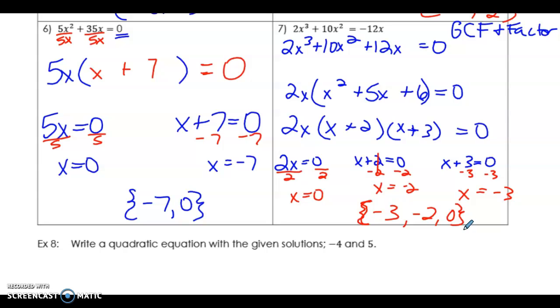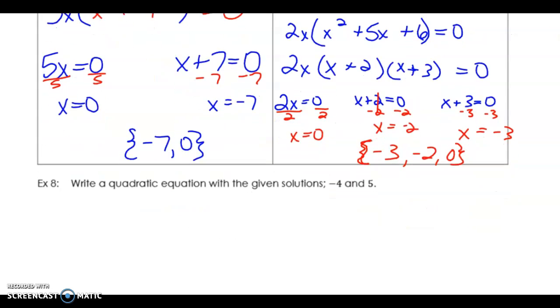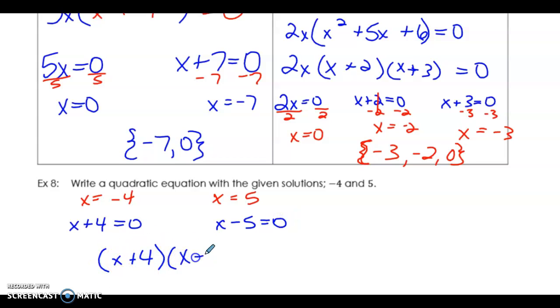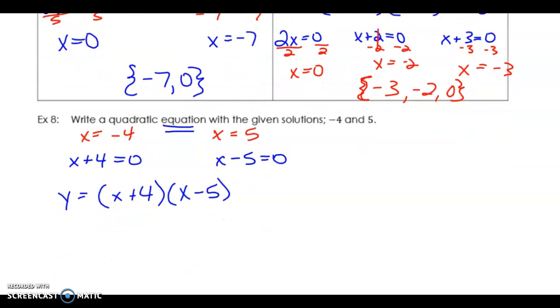Okay, last one. Write a quadratic equation with the given solutions, -4 and 5. So it's kind of like we're working backwards. So if our answer is x equals -4, and our other answer is x equals 5, we want to first move that 4 back with the x. So it's going to be x plus 4 equals 0, x minus 5 equals 0. Then we can multiply them. Then it wanted an equation, so we'll go ahead and let it equal y. And then finally we can FOIL.